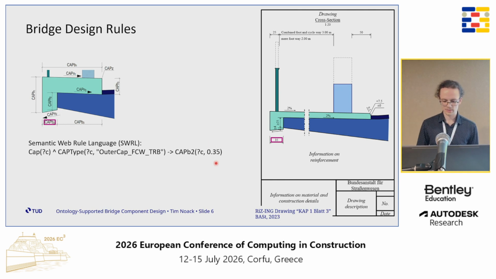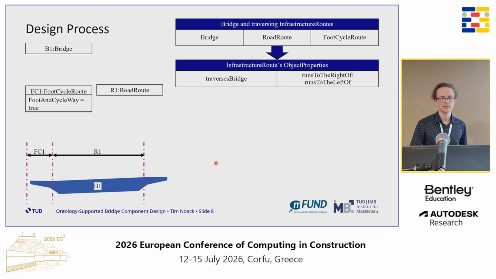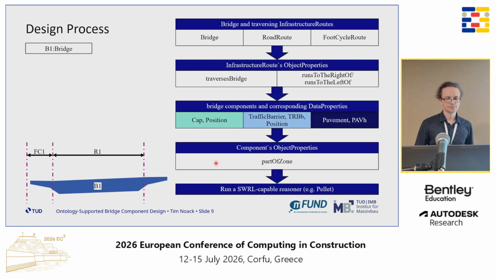That's a rather small and simple rule, but we can use more complex rules, and I did that to fully do an automated bridge cap design. And to show you how it's used in an example, I show the instances that we need to create. For example, we need to create an instance of the bridge and also of the bridge's boundary conditions, the infrastructure routes that are traversing this bridge, with their several object properties.